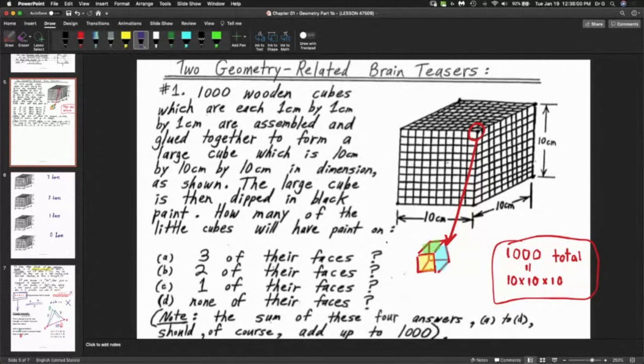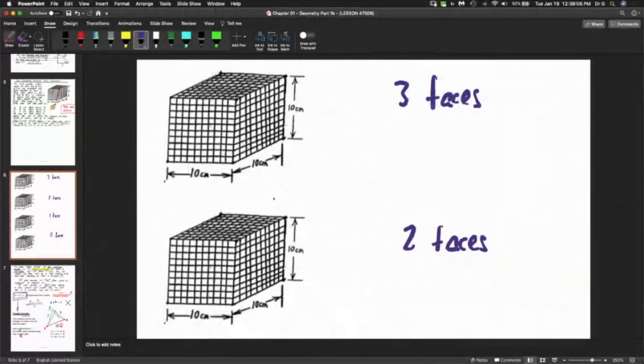I'm going to get out my crayons and try to color things for you, not for you, but for the class. There we go. So let's talk about how many of those little cubes have paint on 3 of their faces. I'm going to get out my highlighter and we're going to find out where they are. We already mentioned that one of them is this guy here, the corner. Can anybody else point out where there might be another one? Or how many do you think there are in total?